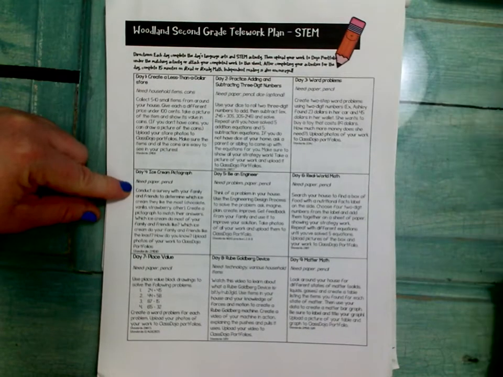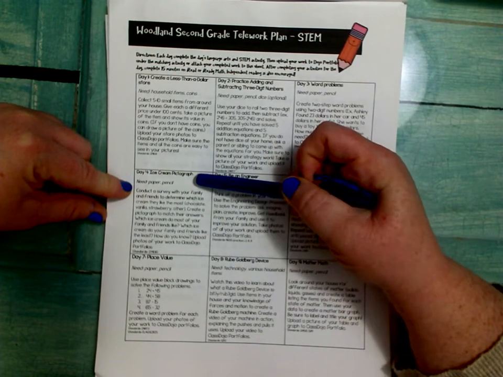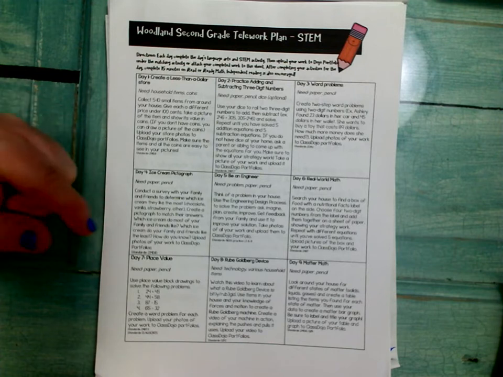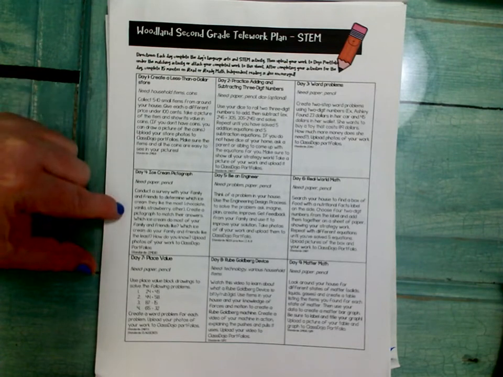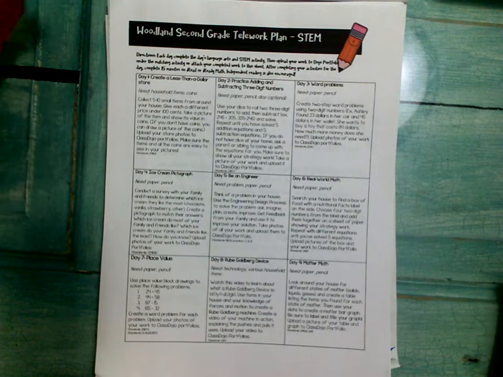Day 4 in your STEM, if you're on second grade math, is an ice cream pictograph, which is a picture graph. You're going to need paper and a pencil, and it says conduct a survey with your family and your friends to determine which kind of ice cream they like most. Chocolate, vanilla, strawberry, or other.